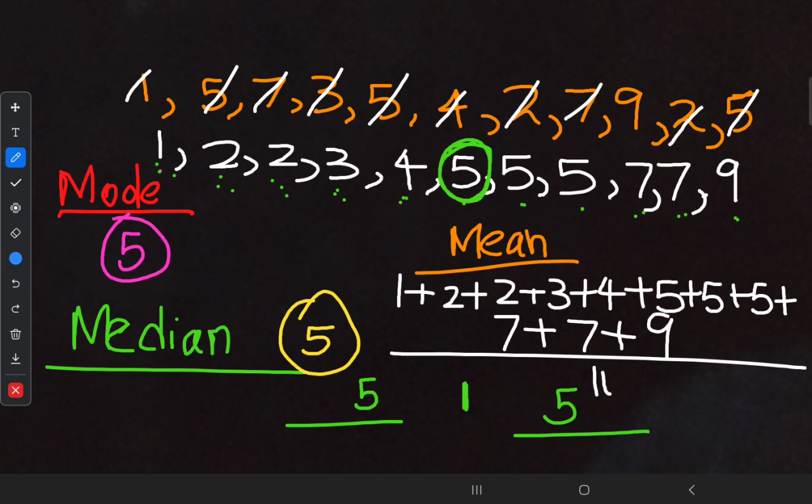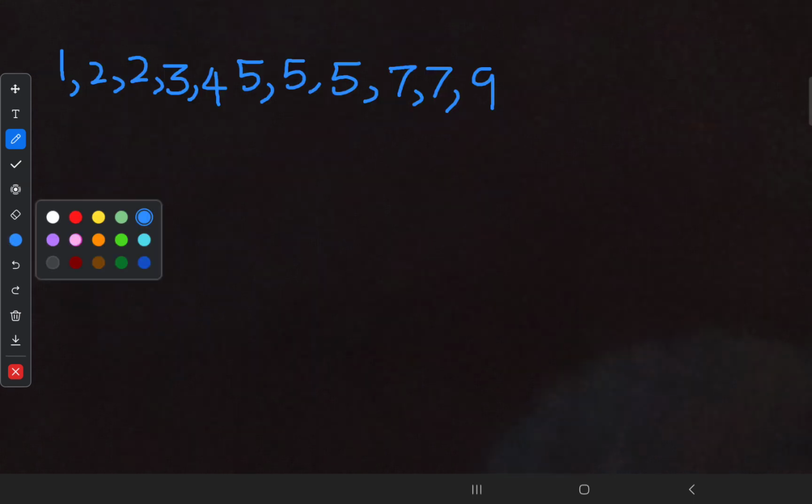While adding, 1 plus 2 is 3. 3 plus 2 is 5. 5 plus 3 is 8. 8 plus 4 is 12. 12 plus 5 is 17. 17 plus 5 is 22, then 27. Then 34, 41, and 50. So 50 should be divided by 11. That will give you the mean of the data set. So when you divide 50 by 11 to find the mean, I'll repeat once more.